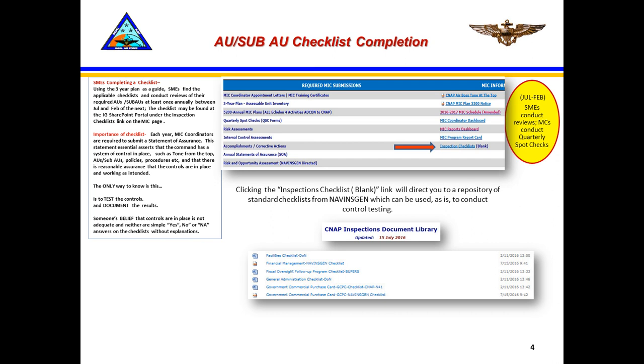So the importance of the checklist is that there's only one way to know the controls are in place and working as intended, and that's to test them and to document them. Without testing and documenting, you simply can't know whether or not they're in place, and you certainly can't know whether or not they're working as intended. So someone's belief that a control is in place is not adequate, and neither is a simple yes, no, or NA answer on those checklists without any explanations. That's the key, and these checklists are key to the success of the whole program, really.